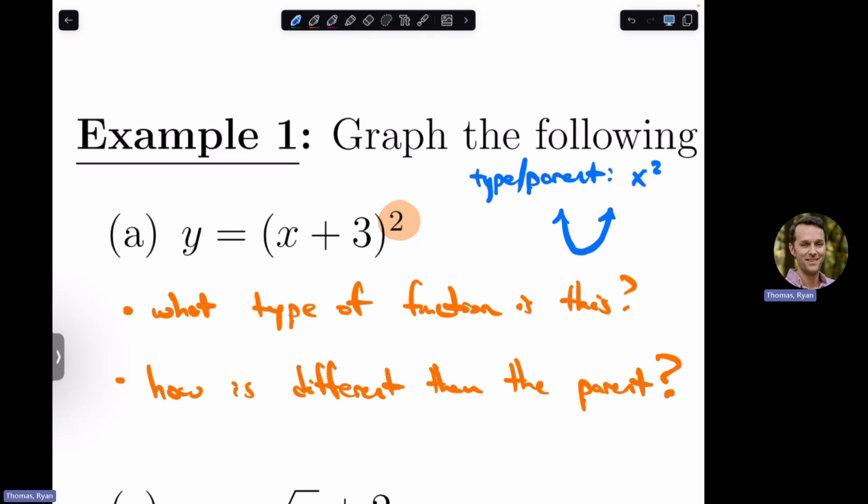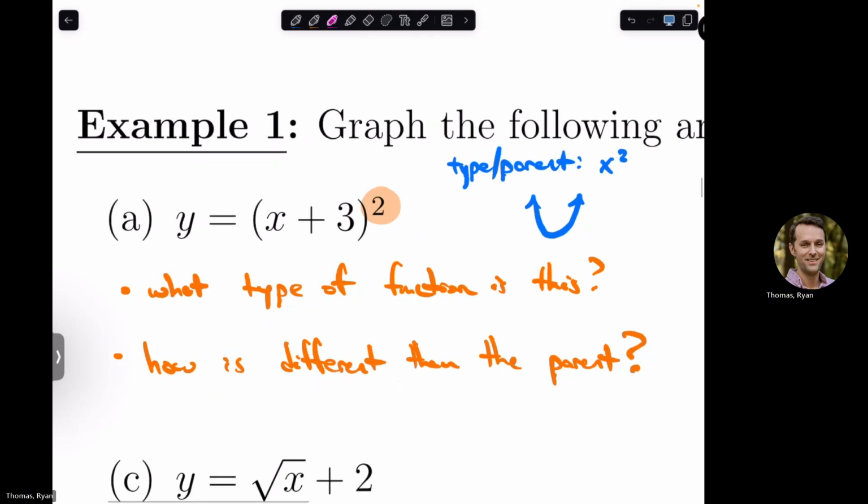Okay, now how is it different than the parent function? The plus 3. Plus 3. And where does the plus 3 happen? Think order of operation stuff. Does it happen before you square or after?